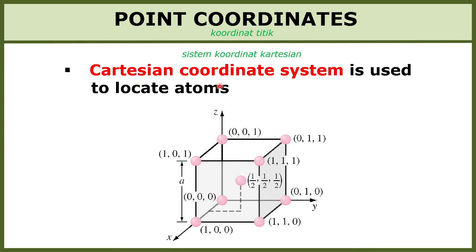we use just a Cartesian coordinate system. As an example, starting with x, y, and z. For this point, it is 1, 0, 0. x is 1, 0 in the y direction, 0 in the z direction. And then for this point, x equals 1, y equals 1, z equals 0. So it is 1, 1, 0. So it's very simple.